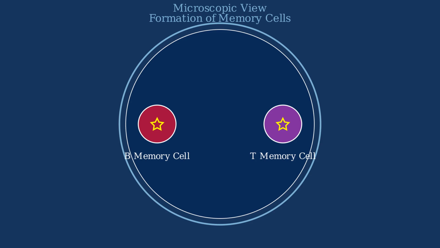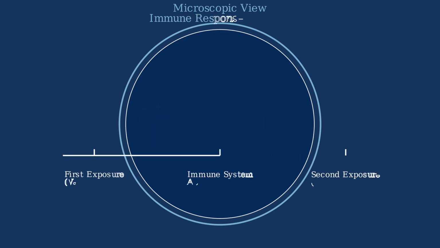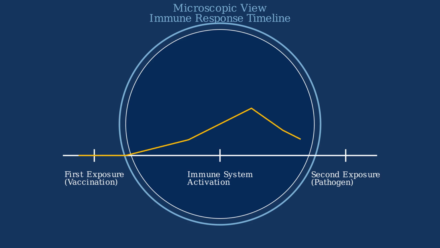This primary immune response creates specialized memory cells. Both B cells and T cells can develop into memory cells, which remember how to fight this specific pathogen. These memory cells allow for a faster, stronger response if the real pathogen ever invades in the future.